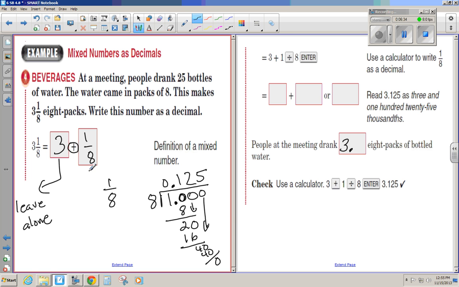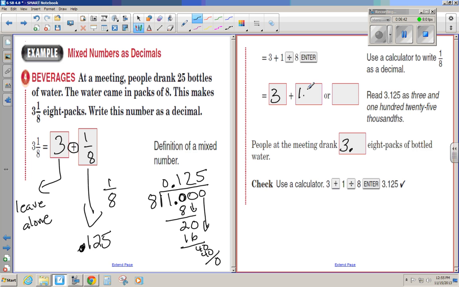So 1/8 is equivalent to 0.125. Well, that means 3 plus 0.125 gives us 3.125. That would be 3 and 125 thousandths.